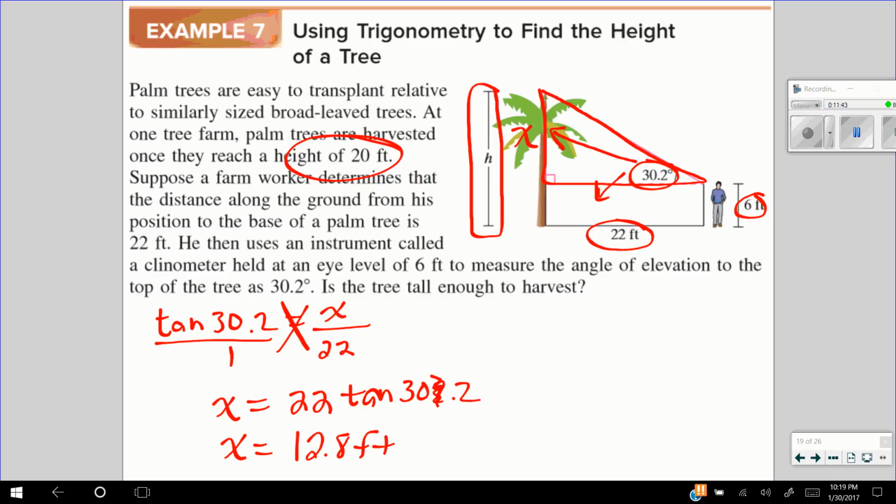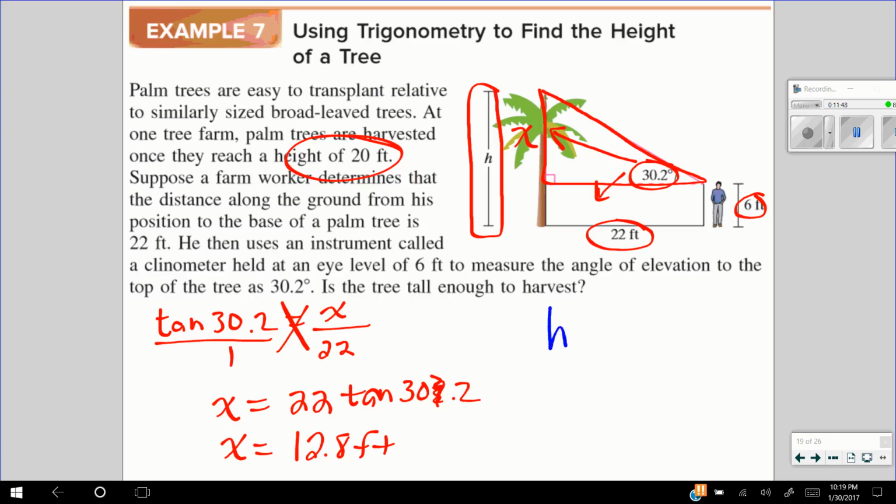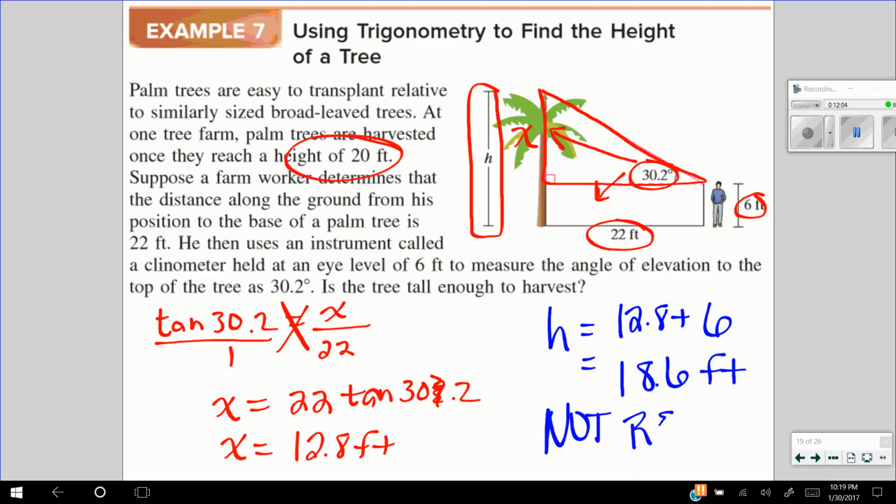Well, my total height then is the 12.8 feet plus the 6-foot height of the man. Okay, so that gives me a total tree height of 18.6 feet, which isn't quite 20 feet. So this tree is not ready to be harvested. Okay? All right, let's try another one like that.